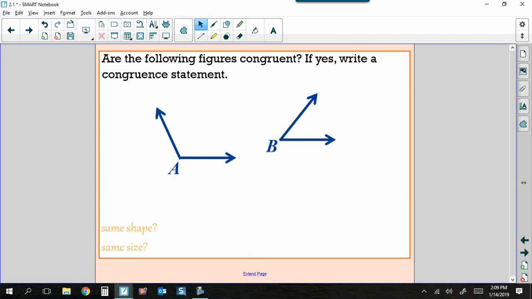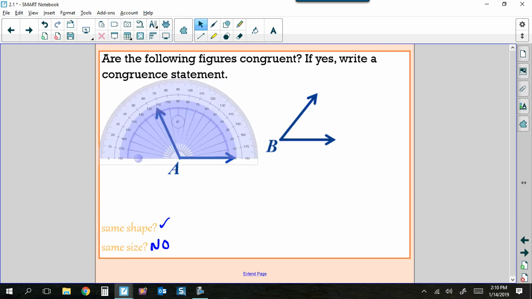All right, so we have two angles, and these two angles are obviously not the same size. We can tell just by looking at them. So while they're the same shape, they are not the same size. What I would like to encourage all of you to do, however, is to take out your protractor and to give a measurement of these two angles. So if you would, go ahead and pause your video, go grab your protractor, measure both of these angles, and then check to see if your measurements match ours.